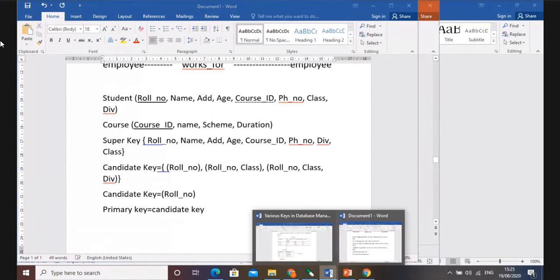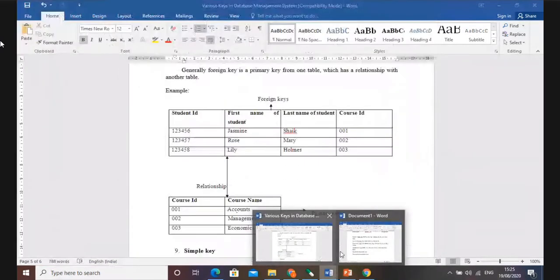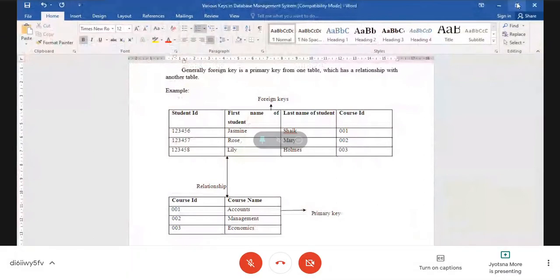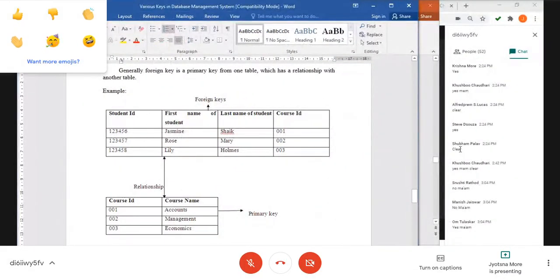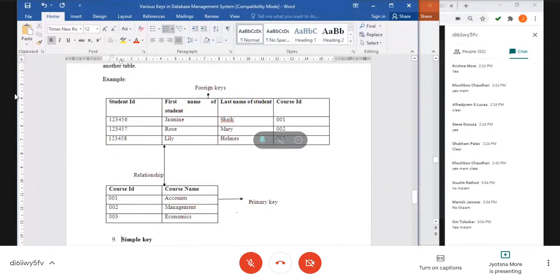Is the foreign key concept clear, students? Any doubt in foreign key? Shall we move ahead from the foreign key to the next part? Yes, ma'am.